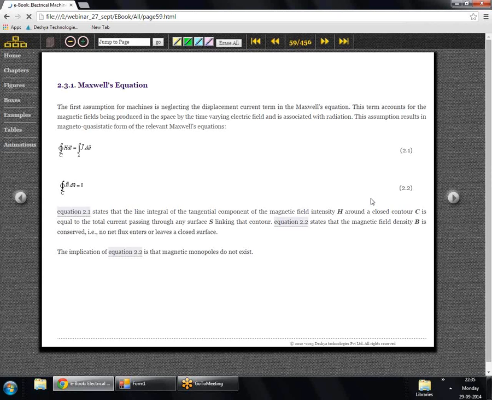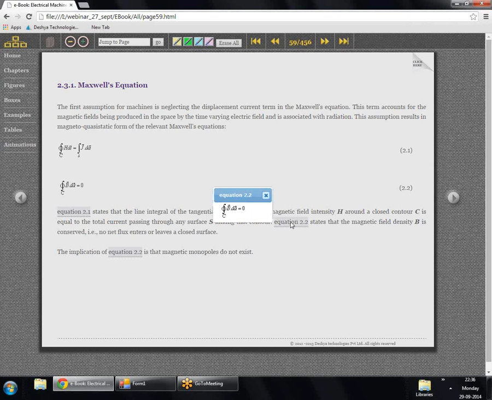Now the analysis of magnetic circuits starts from two very fundamental equations. These are Maxwell's equations. We will be utilizing two of the four Maxwell's equations, and they are listed in equations 2.1 and 2.2. Out of these two, equation 2.2 is very important. This equation states that magnetic monopoles do not exist.